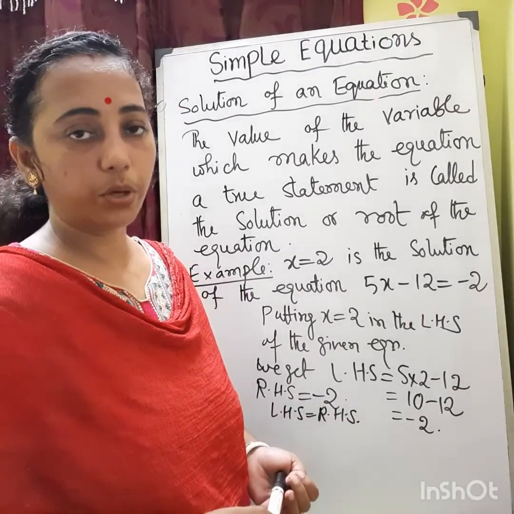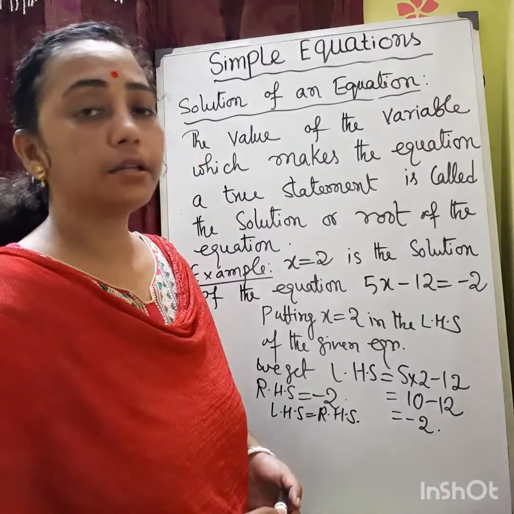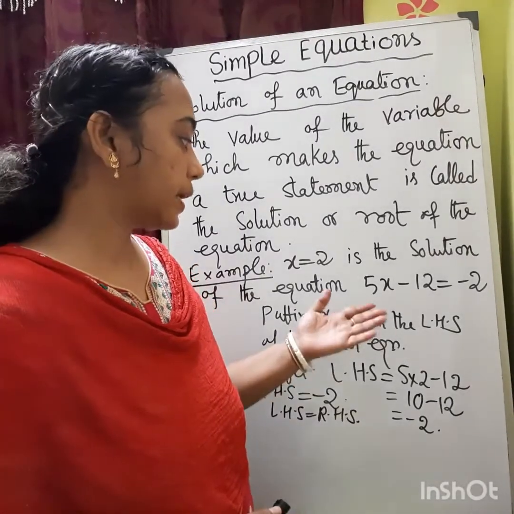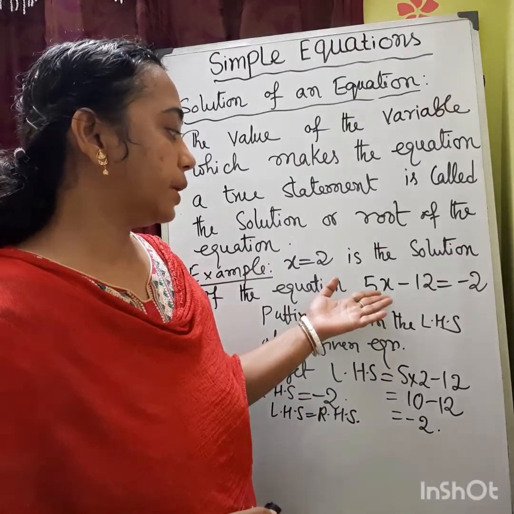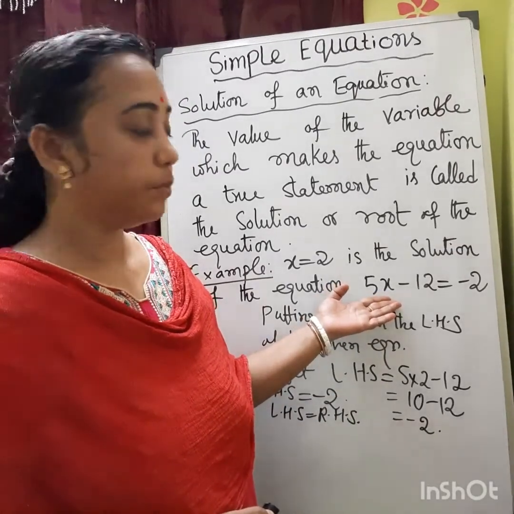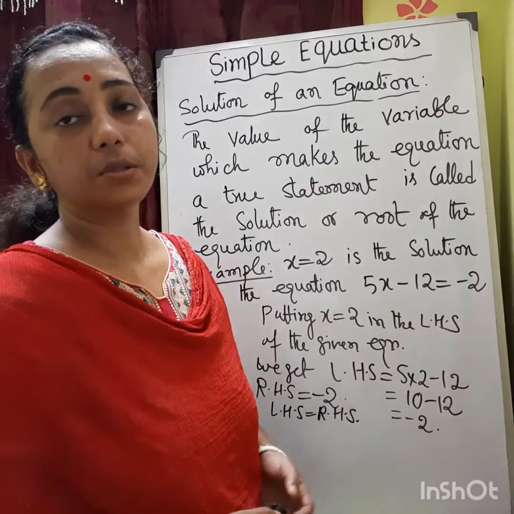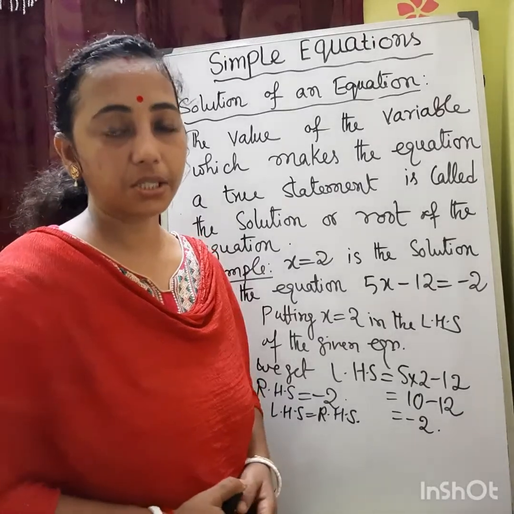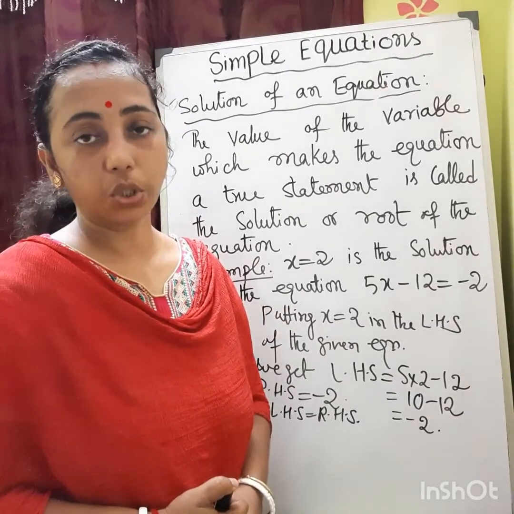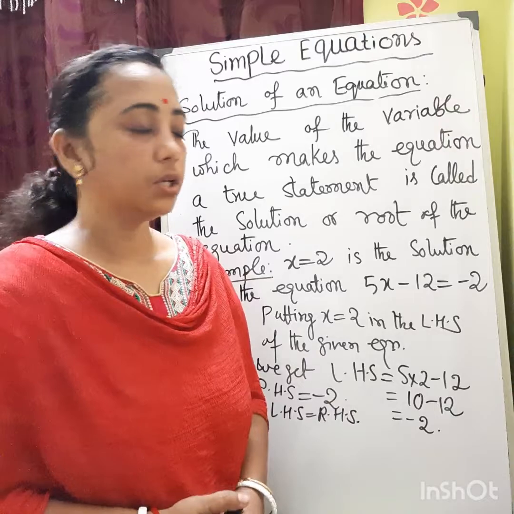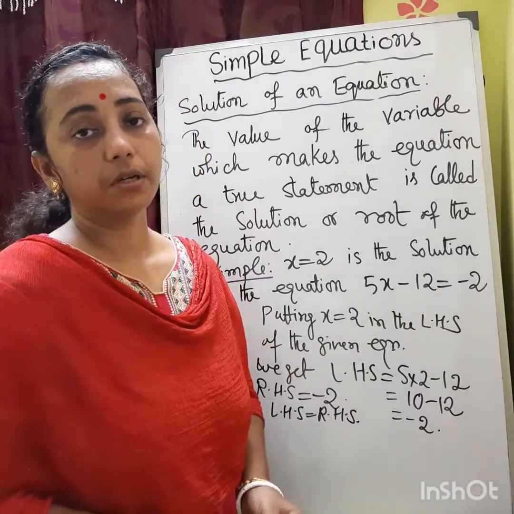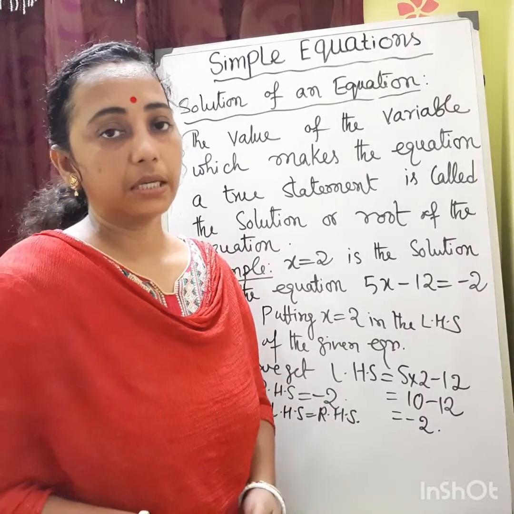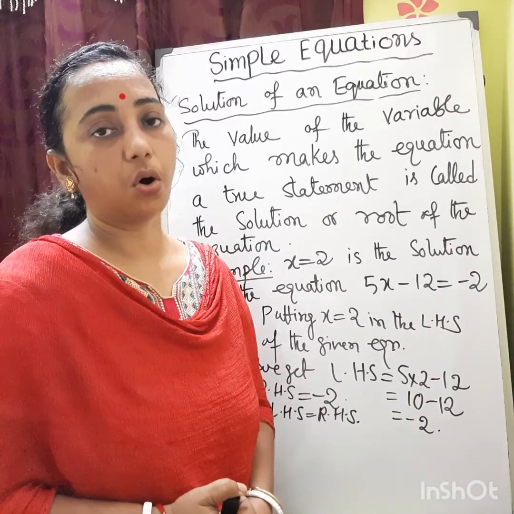of the given equation. Now if we put any other value for x, say x equal to 1, what do we get? 5 multiplied by 1, we get 5. So 5 minus 12 means minus 7, which is not equal to minus 2, which shows that x equal to 1 is not a solution of the given equation. So in this way we can check whether the value of the variable is a solution of the given equation or not.